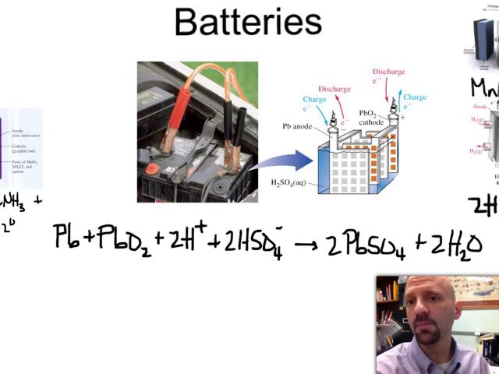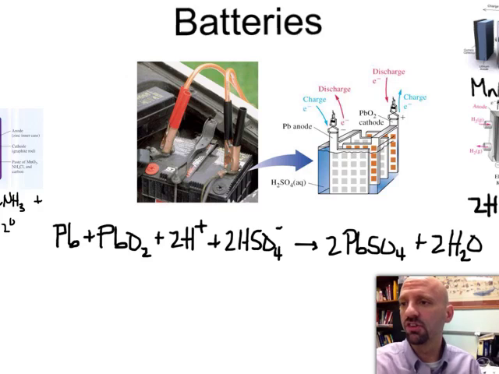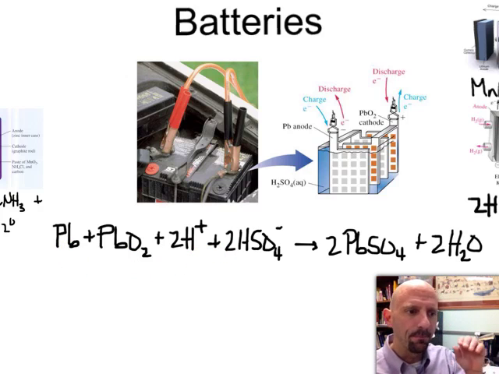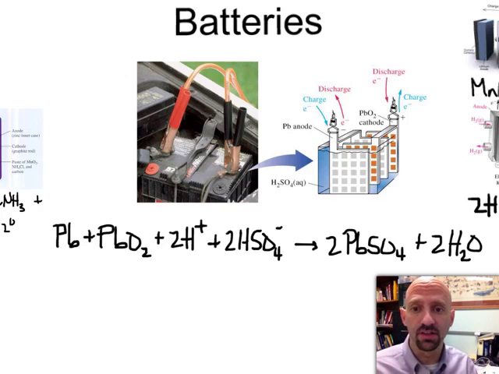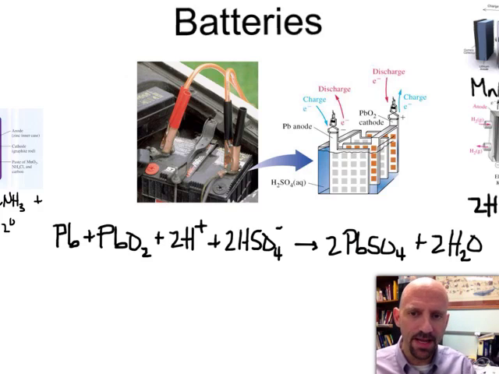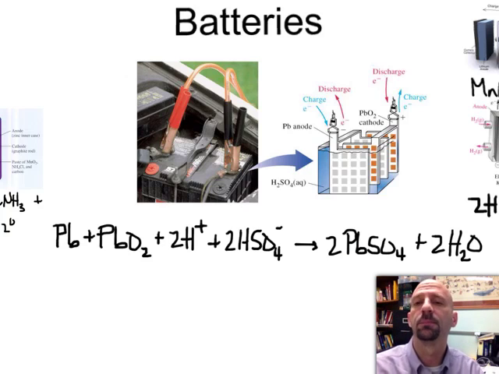You can see that we are starting with lead and lead oxide under acidic conditions. Battery acid is actually sulfuric acid, and it's pretty concentrated. I want to say it's somewhere in the vicinity of about 6 molar, so you really don't want to mess with car battery acid. It's pretty caustic stuff. And you can see what ends up happening is the lead(0) goes to lead(II), and the lead(IV) also goes to lead(II). So both lead reagents are heading to the same oxidation state.